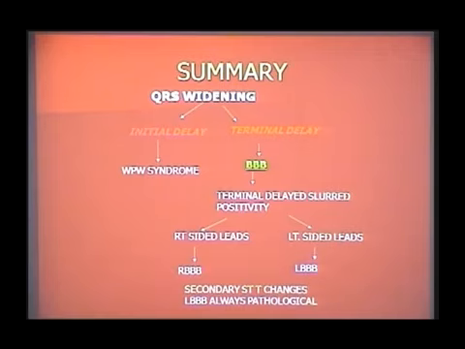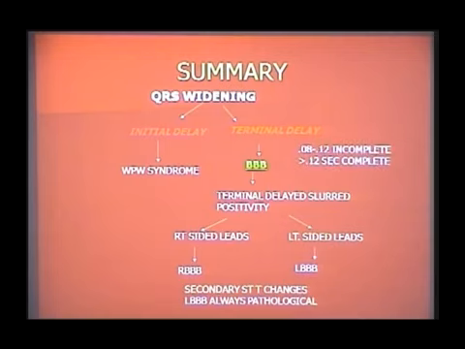Whereas if the terminal delayed slurred positivity is over the left sided leads, it is left bundle branch block. The concept is the left ventricle is activated late. The activation front is coming from the right ventricle through the muscle. So the left sided leads will have a terminal delayed slurred positivity. Left bundle branch block is almost always pathological.